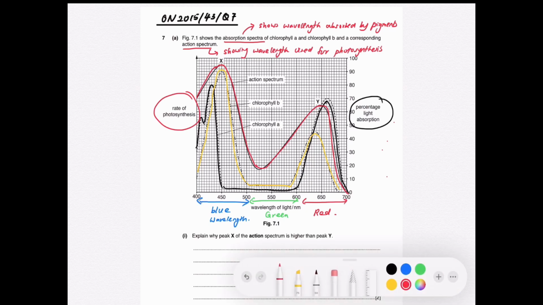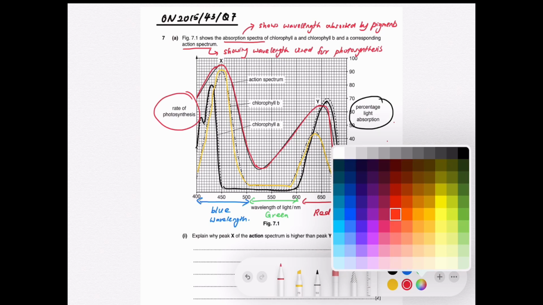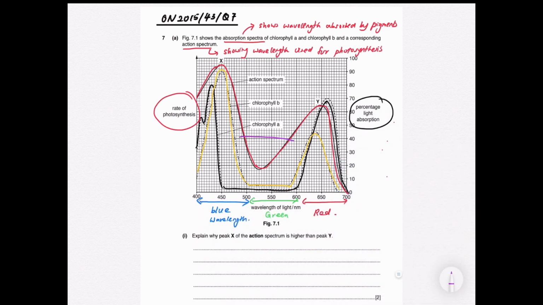But if you're observant, you realize that in between, there's not much green wavelength being absorbed, so why is the rate of photosynthesis still relatively higher? This is because we have more than one type of pigment. Other than chlorophyll A and chlorophyll B stated here, we have other accessory pigments such as carotenoids and xanthophyll, that absorb wavelengths between 500 to 600.